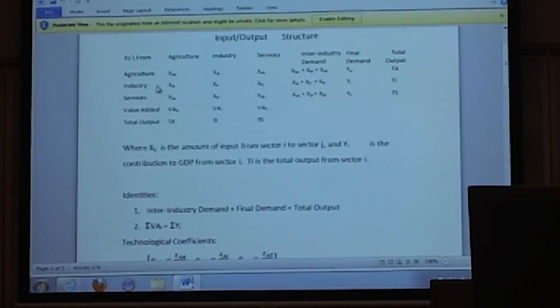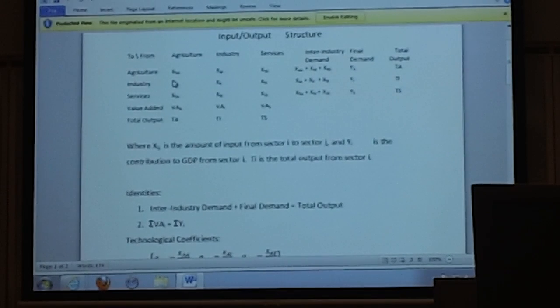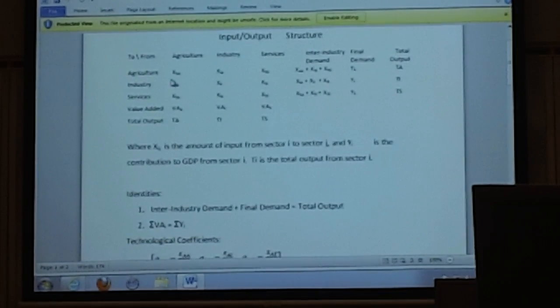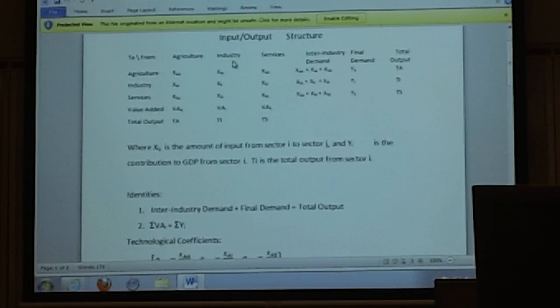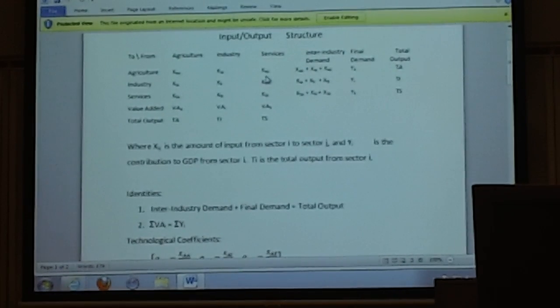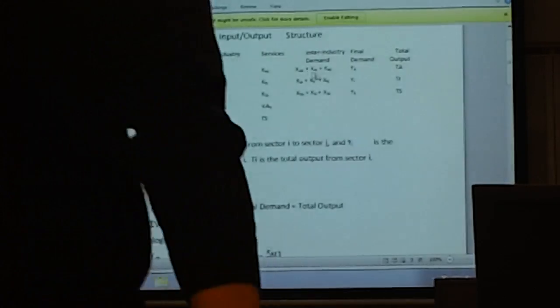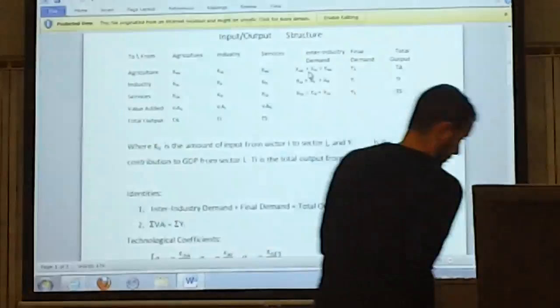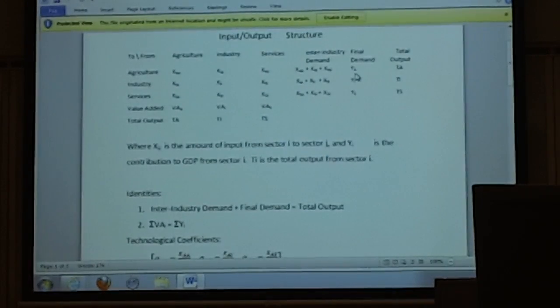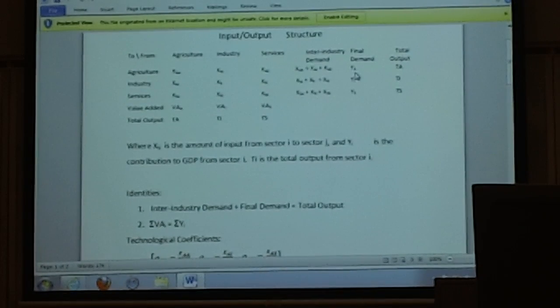Now, XAA represents the amount of agriculture that will go back into agriculture. XAI is the amount of agriculture that will end in industry. XAS, the amount of agriculture in services. And then when we add these three up, we get the inter-industry demand for agriculture. Now, YA is the amount of agriculture that goes back to households.